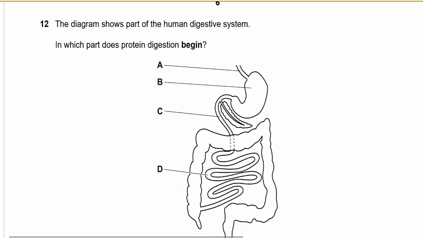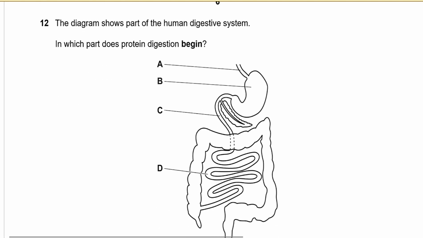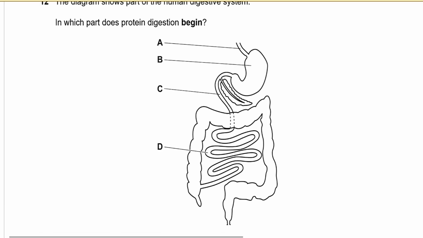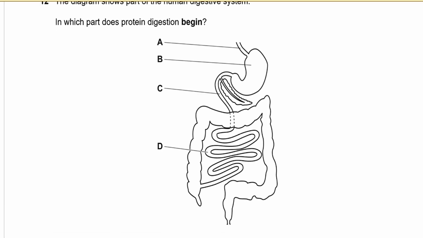Number 12 says the diagram shows part of the human digestive system. In which part does protein digestion begin? Protein digestion usually begins in the stomach. Hence, we have to identify the stomach from this diagram, which is definitely this part over here.